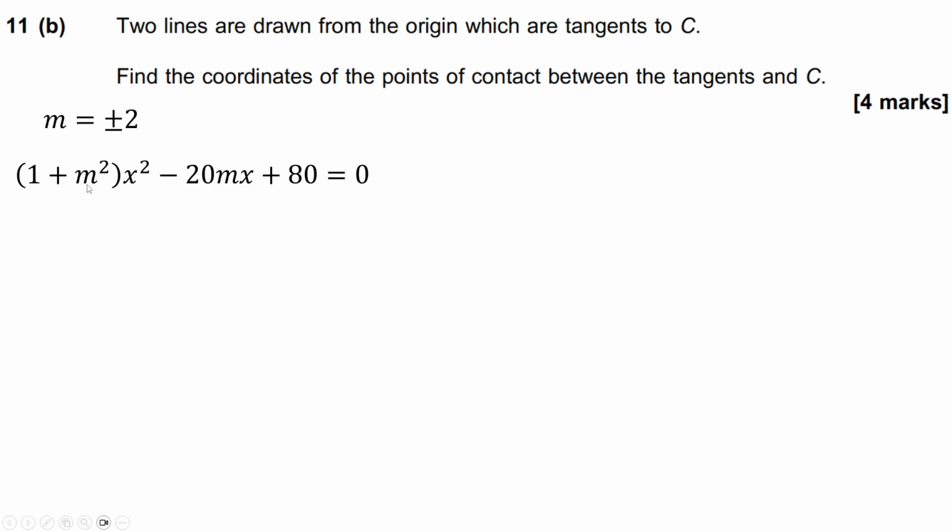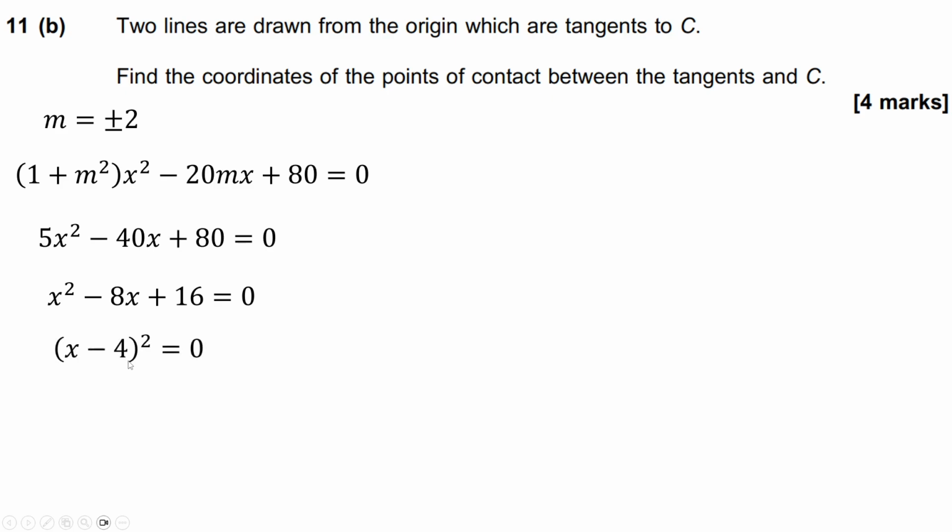So if we plug in m equals 2 into here, you have 4 plus 1, which is 5, and then this is going to be minus 40x plus 80 equals 0. Divide by 5, you get this. This is a perfect square, x minus 4 all squared. So x equals 4. y equals mx, because that was the line which went through the circle. So when m equals 2 and x equals 4, 4 multiplied by 2 is 8, so y equals 8. So the coordinate here is 4, 8.